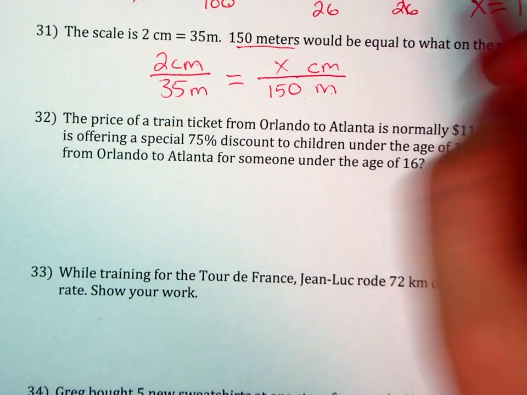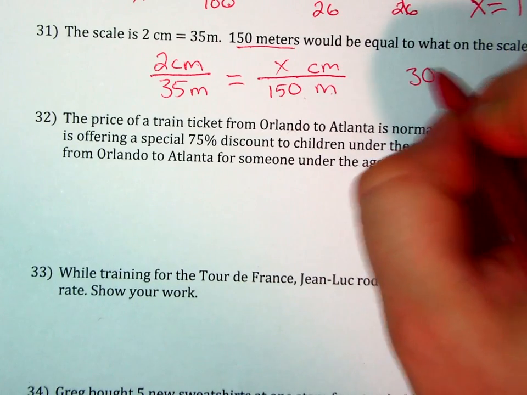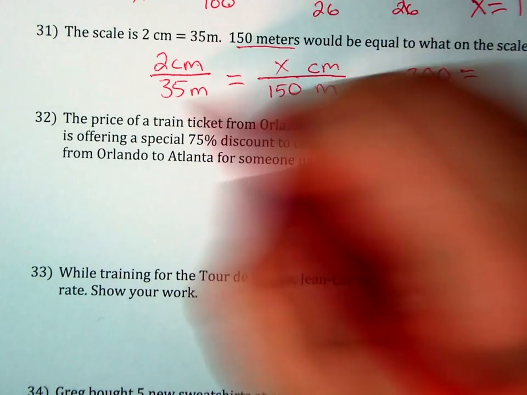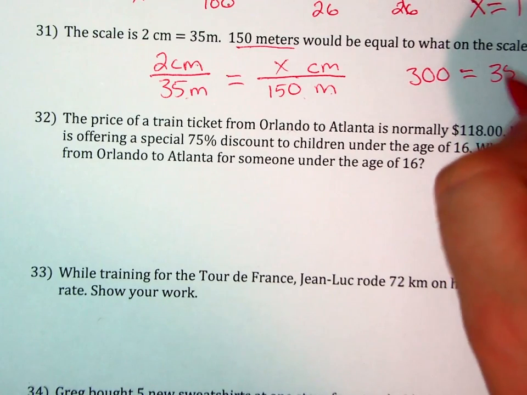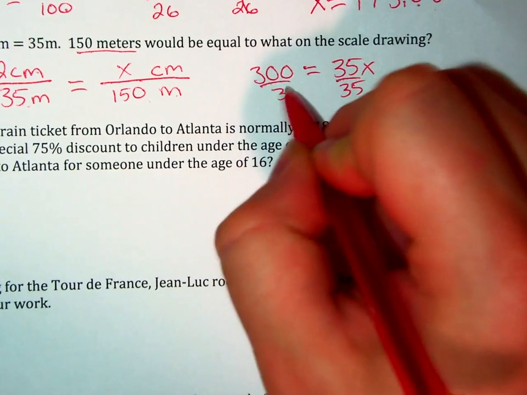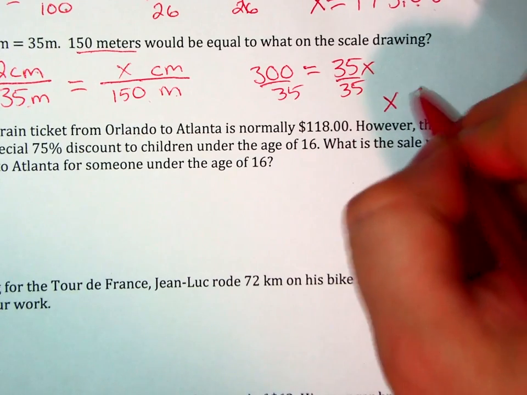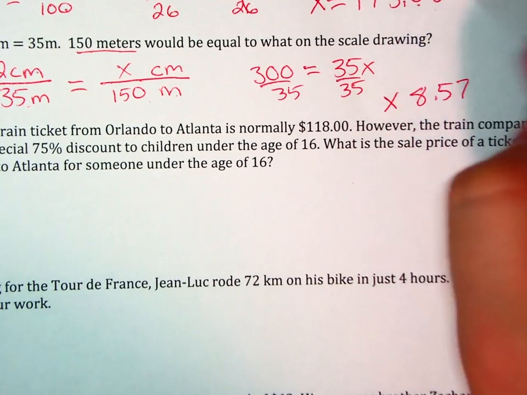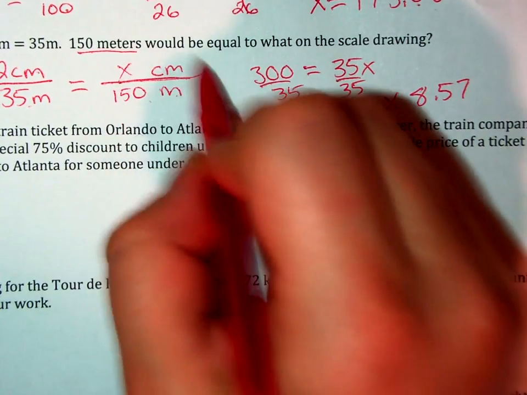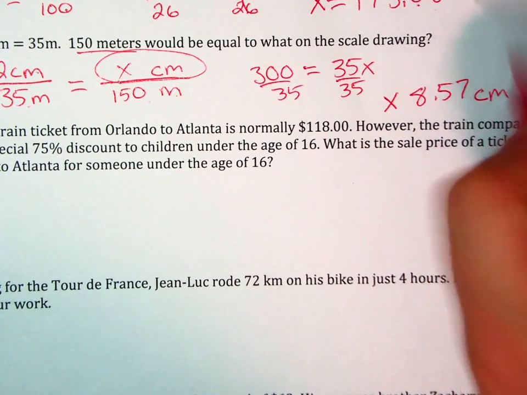150 times 2, 300 equals 35 times x. Divide by 35 to get x by itself. And we determine that x equals 8.57. Remember, we were looking for a unit in centimeters, so 8.57 centimeters.